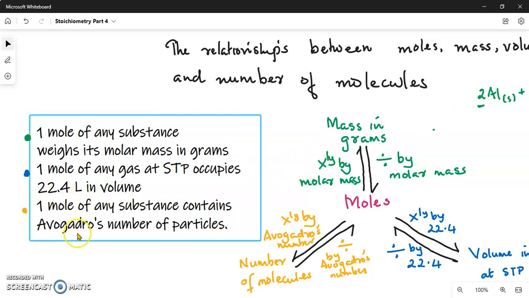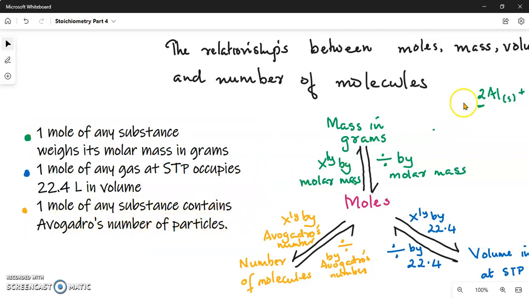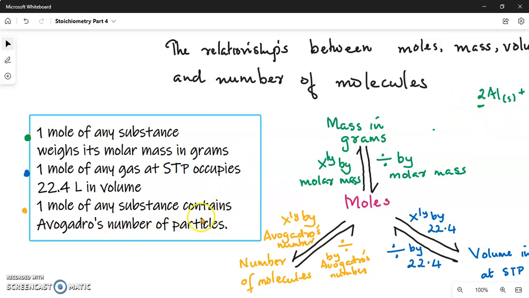And then another relationship that we already know is that 1 mole of any substance contains Avogadro's number of particles. So if I take 1 mole of aluminum, it will contain 6.023 times 10 raised to 23 atoms of aluminum. That is the meaning of 1 mole of any substance containing Avogadro's number of particles.